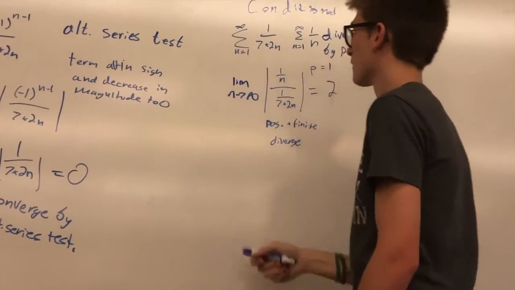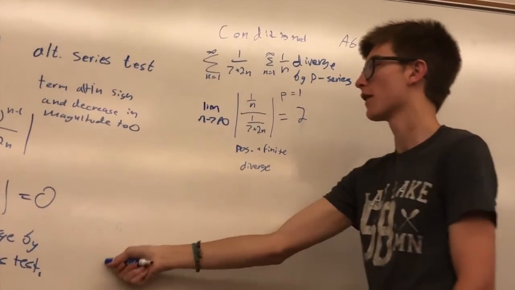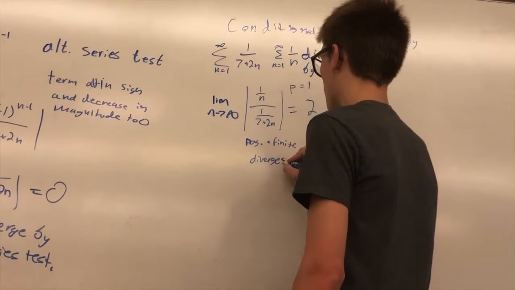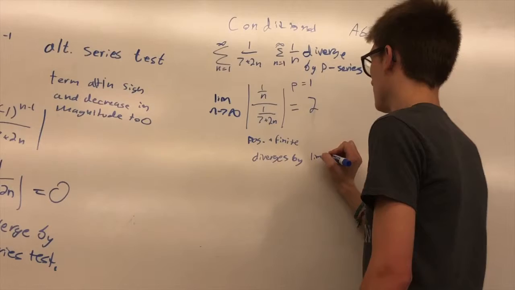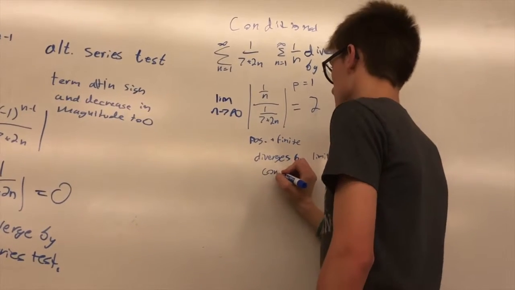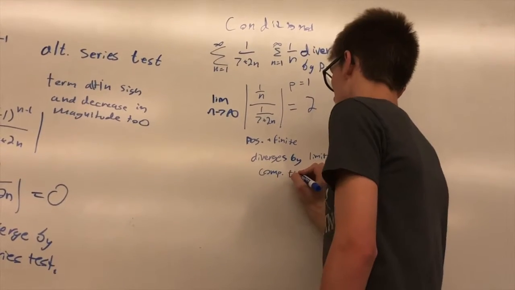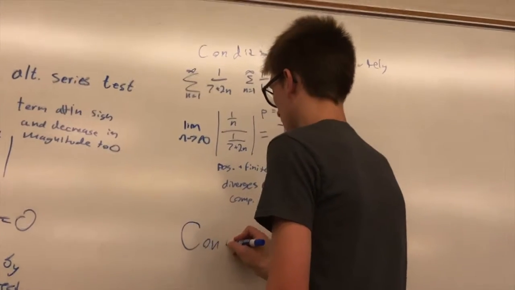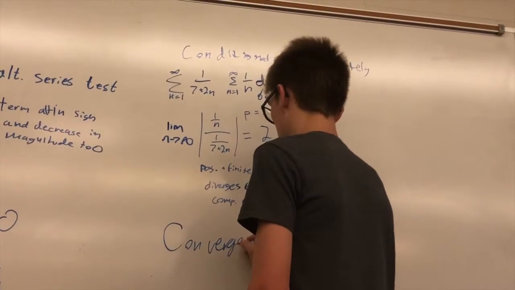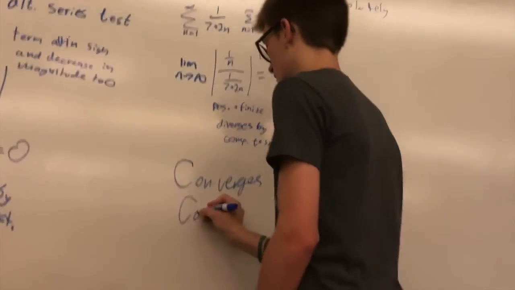So basically what we learned, since it converges by the alternating series test, but diverges by the limit comparison test, it converges conditionally.